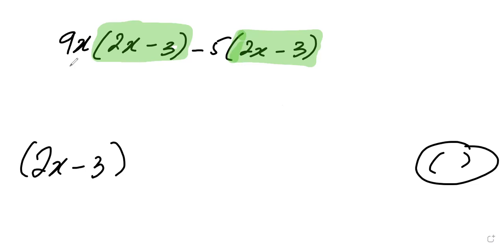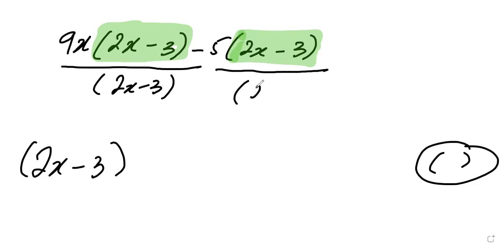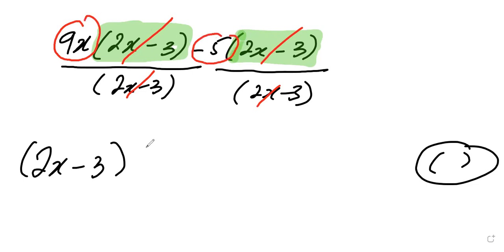This common factor divides the first term, and it also divides the second term. When we divide both the terms, the brackets cancel. So Hamza, what is left? 9x is left in the first term and minus 5 in the second term. In all common, whatever number or variable is left, we write in the bracket. So this is your final answer.